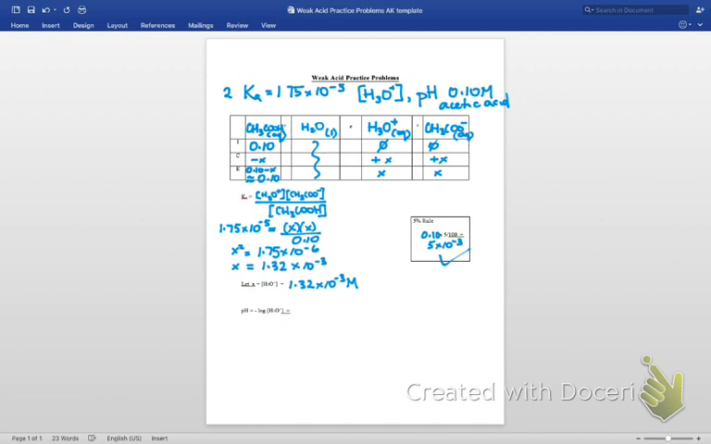pH is minus the log of 1.32 times 10 to the minus 3, which is equal to 2.30. So, to make sure that you state the answers to what we were asked for: we were asked for the hydrogen ion concentration, which was 1.32 times 10 to the negative 3 molar, which gave us a pH of 2.30.